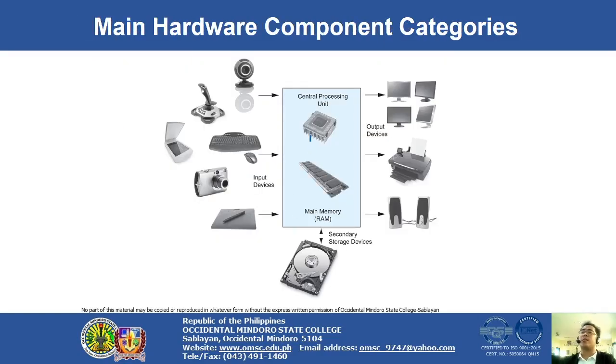So here are the main component categories. Under the input devices, we have the joystick. We have the camera. We also have this one, I think this is a signature pad. This is a keyboard. This is a joystick, and we have here a webcam. We have here the scanner. We could use a scanner for input.